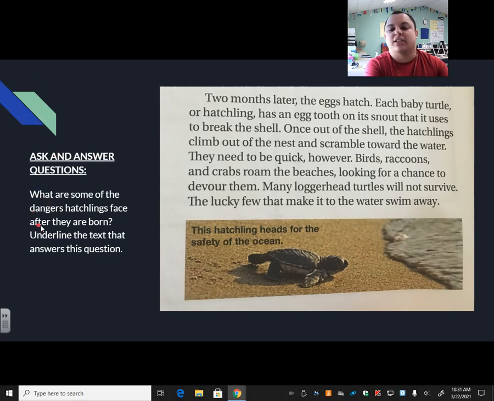Ask and answer questions. What are some of the dangers hatchlings face after they're born? Underline the text that answers this question. So we're going to know that usually when baby turtles are born, they have to find their way back to the ocean, and they're going to face some kinds of dangers. This question tells me that this paragraph here is going to tell us what kind of dangers they face. Let's read it.